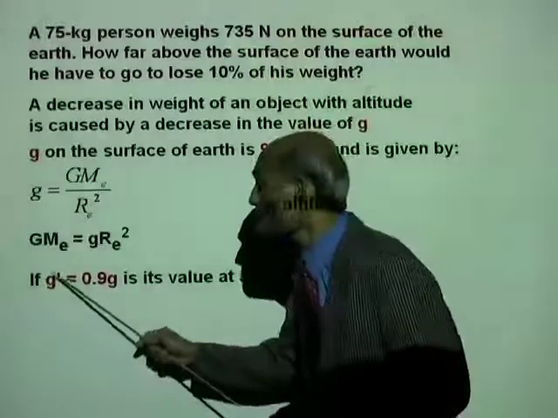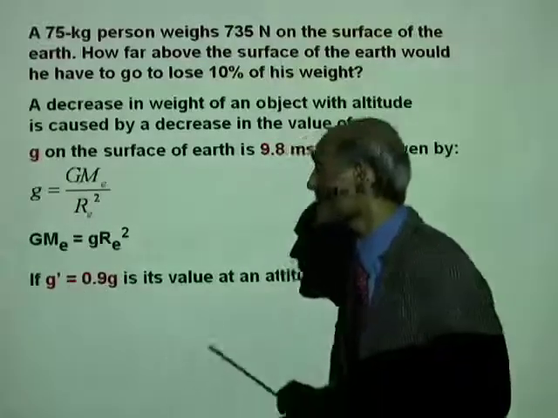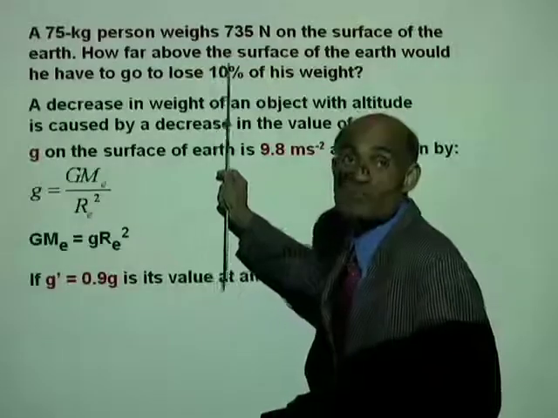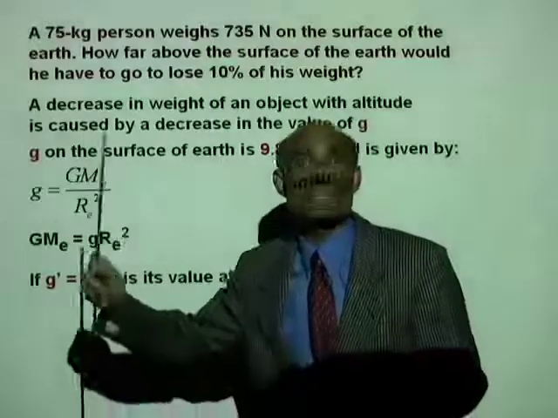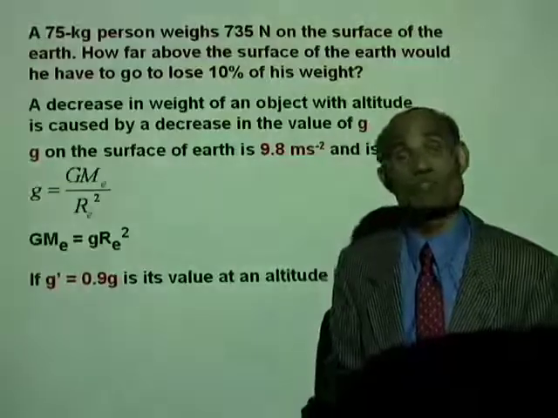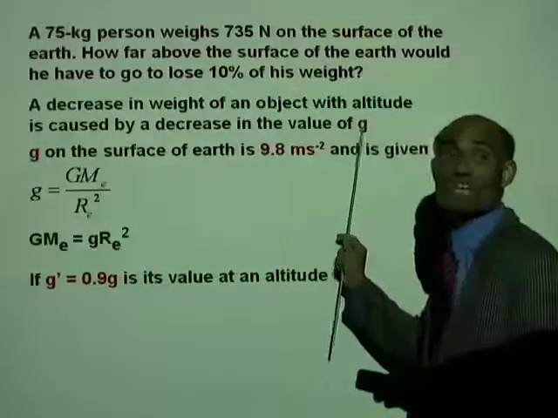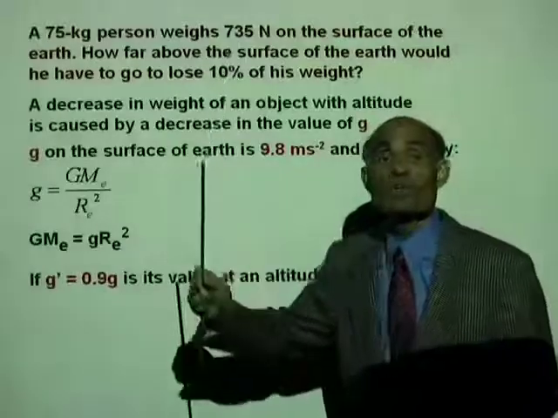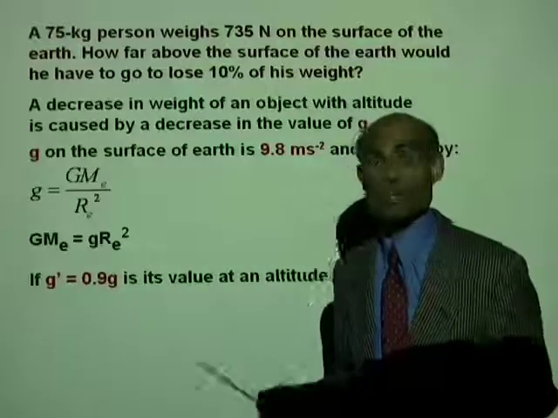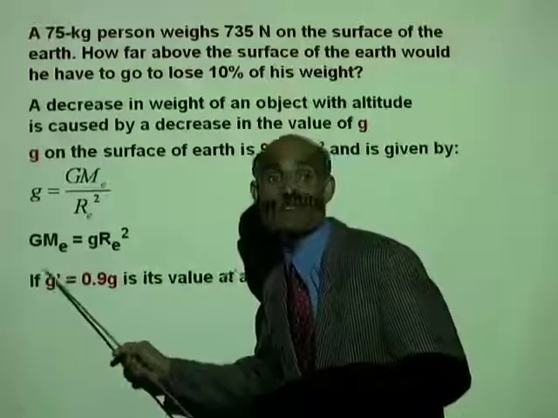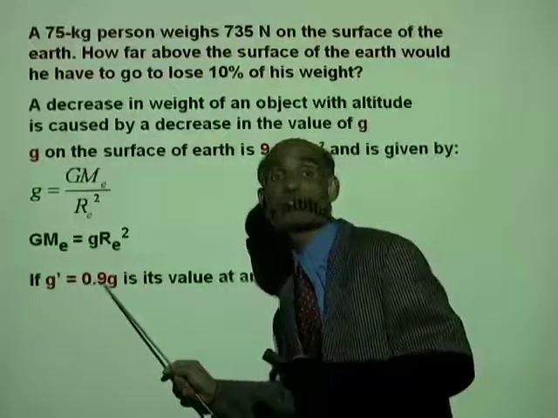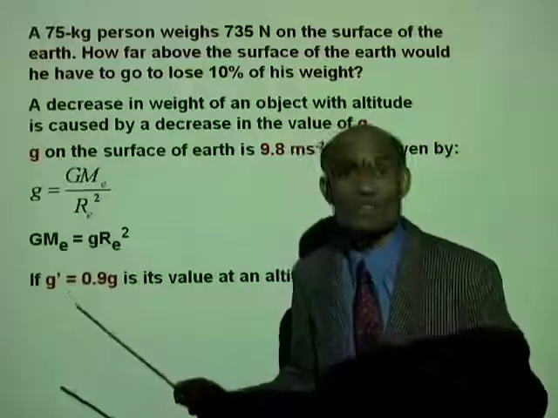Well, if g prime equal to 0.9 g, in other words, we need to find the altitude at which the person will lose 10% of his weight. If the person has to lose 10% of his weight, the value of g at that altitude will be 10% less than what we have on the surface of the earth. If g prime is the value of g at that altitude, that g prime will be 0.9 of g on the surface of the earth.